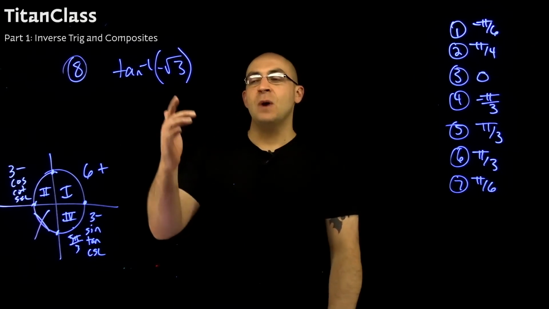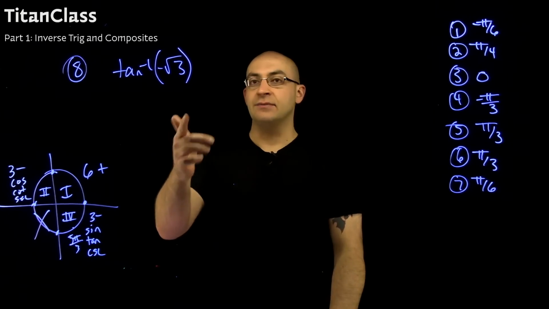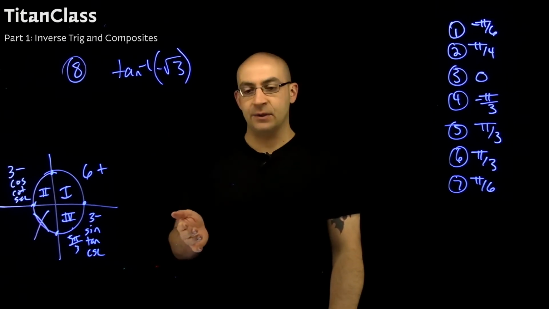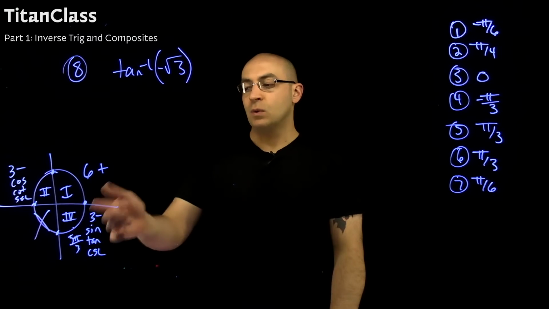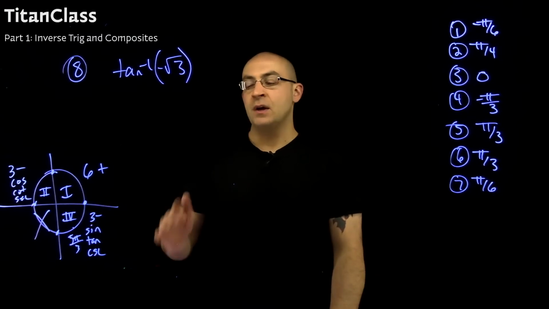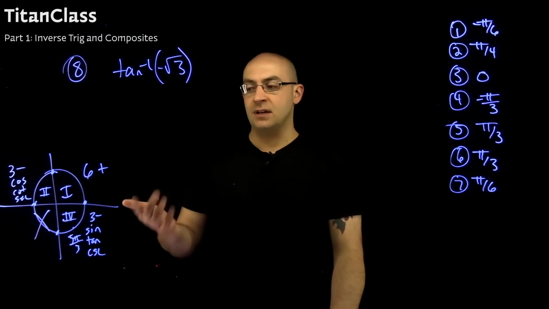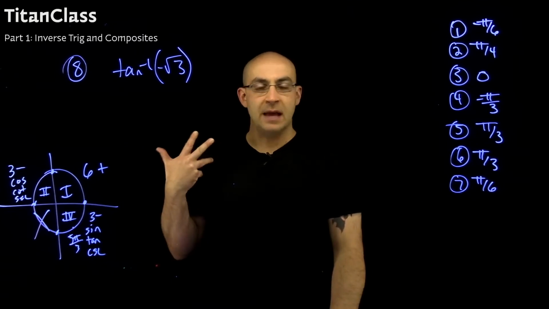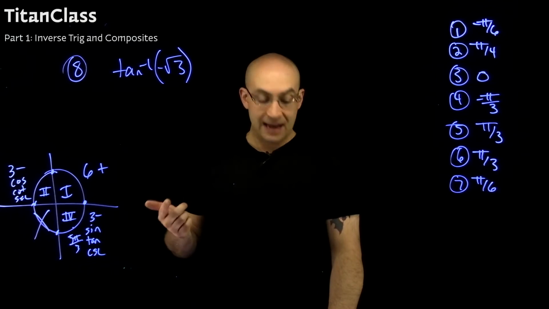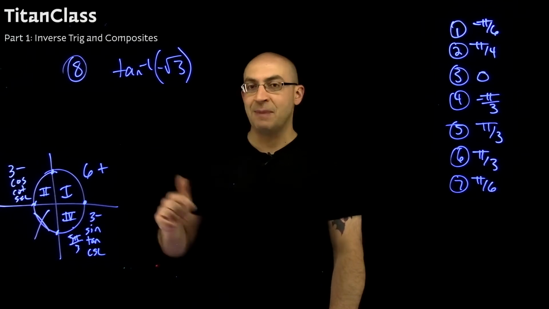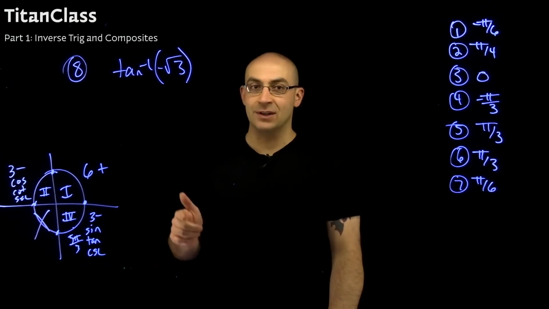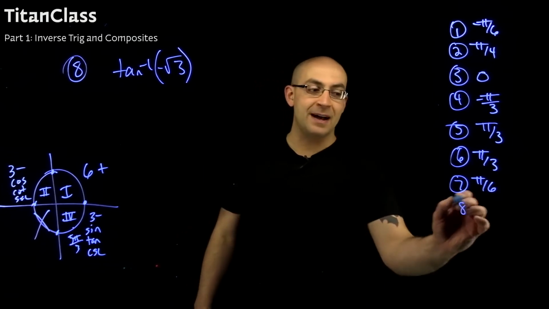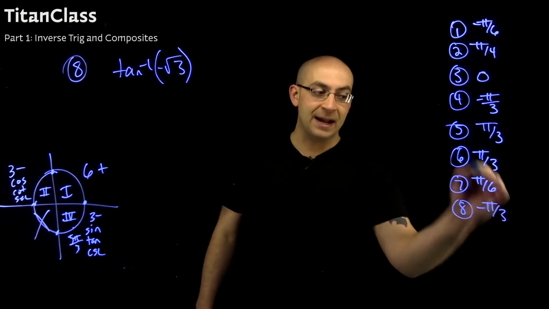So I'm looking for where the tangent value is negative root 3, meaning my y divided by x value is negative root 3. Tangent is negative in quadrant 4. So where can I receive a value that has my 1/2 and my root 3 over 2? That's going to happen at 5 pi over 3, but it has to be a negative version. So this one is going to be my negative pi over 3 value.